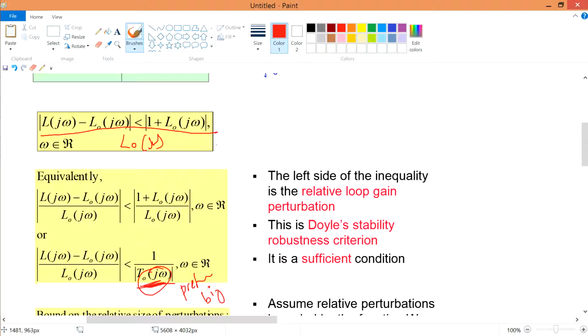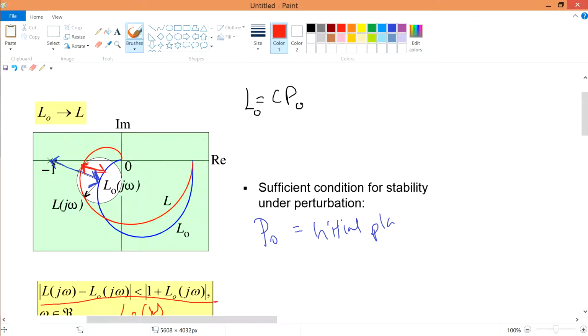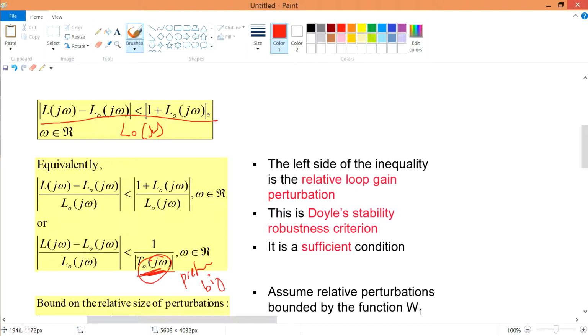So this understanding of relating 1 plus CP0 to the difference between L and L0 is Doyle's stability criterion, the robustness criterion.